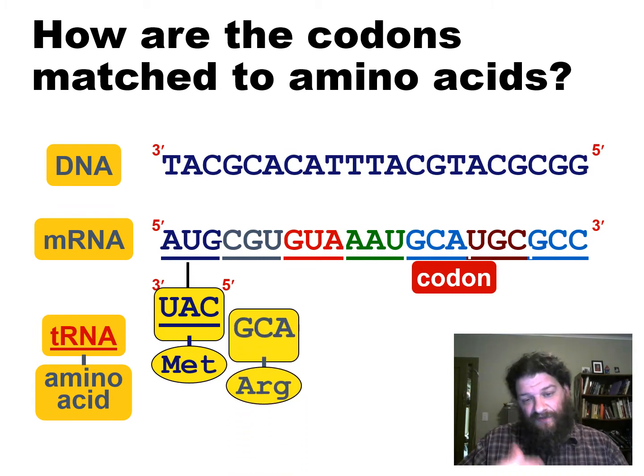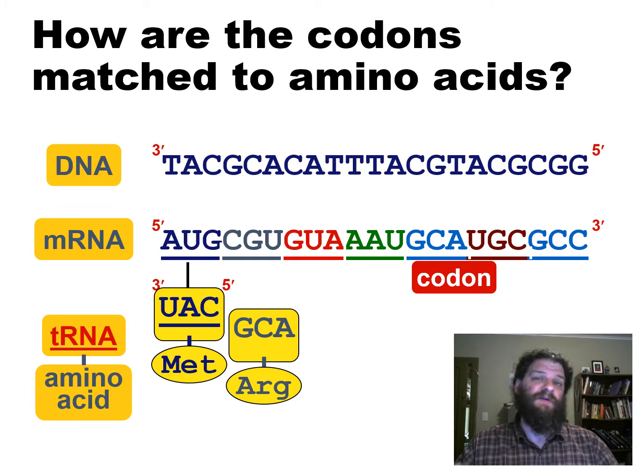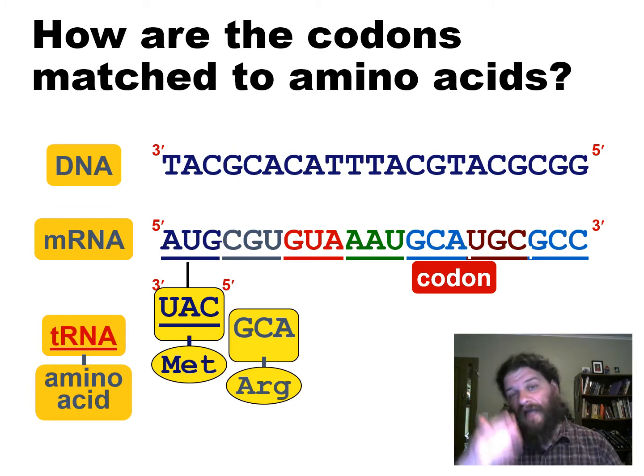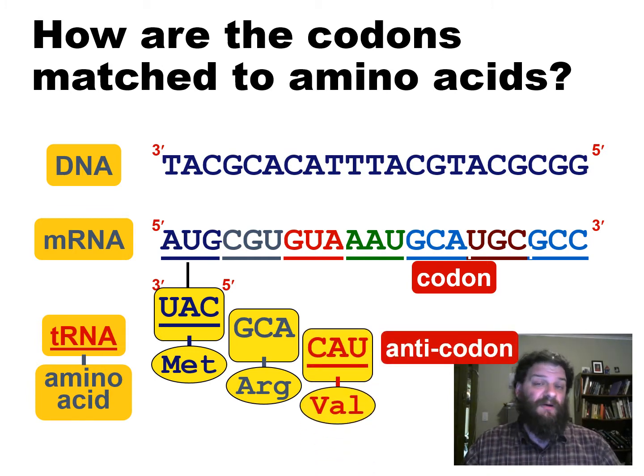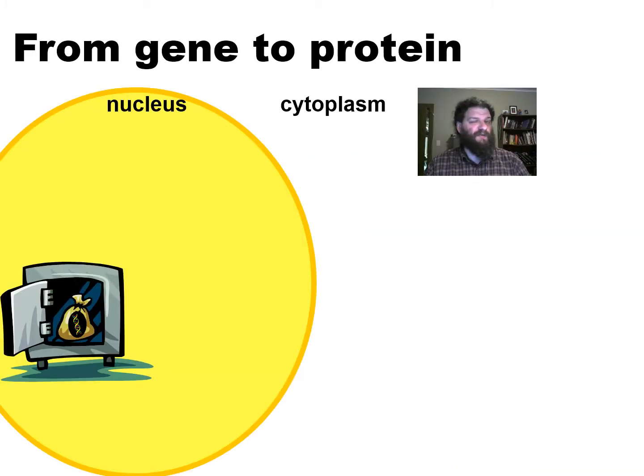And each one of these transfer RNAs will attach to a particular amino acid. And so, really, what we're doing when we're translating from codons into proteins, we're really lining up these transfer RNAs with their anticodons and their amino acids, and then making a bond between those amino acids, and we're actually starting to make a peptide.